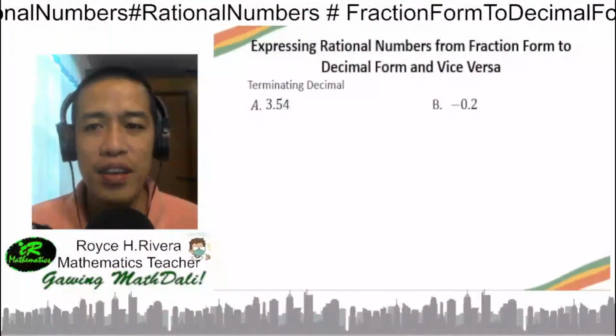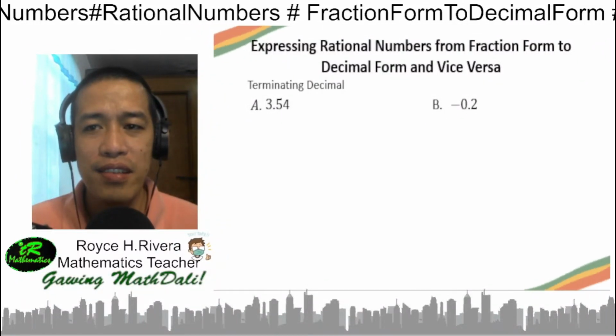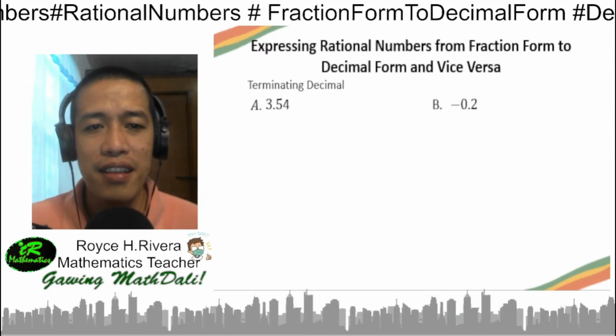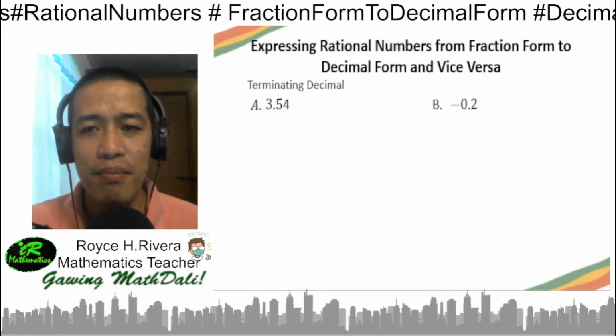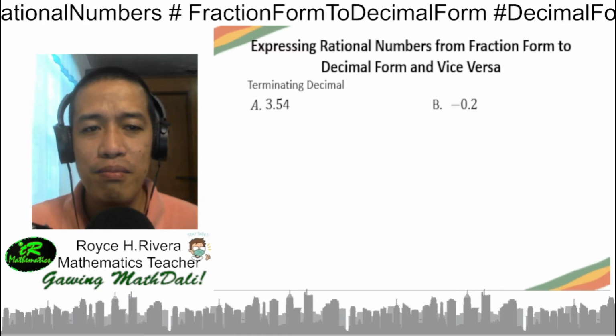We now go to expressing rational numbers in decimal form to fraction form. We will discuss first the terminating decimals. We have the examples, letter A, 3.54, and letter B, negative 0.2.